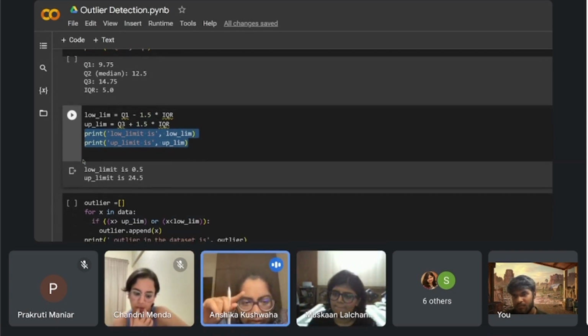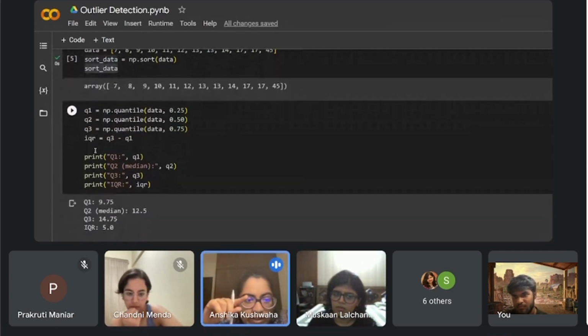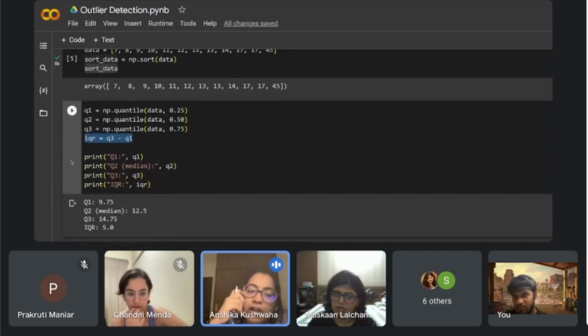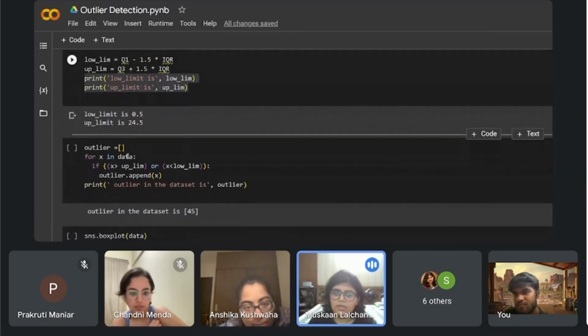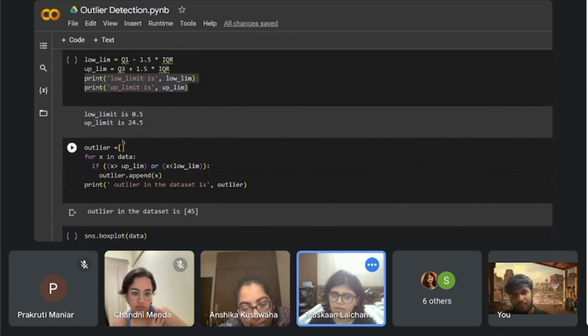Muskaan, can you go a bit up, where we calculated the IQR for this data? Okay, got it. We taught it that, got it. Now it has printed the lower limit and the upper limit.